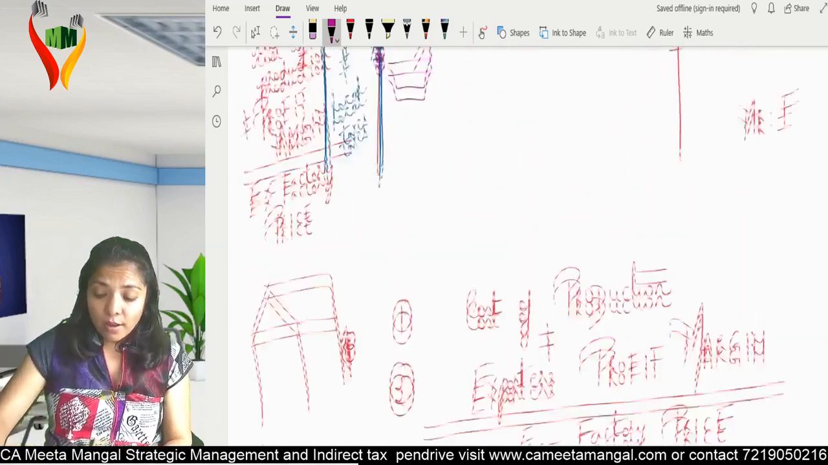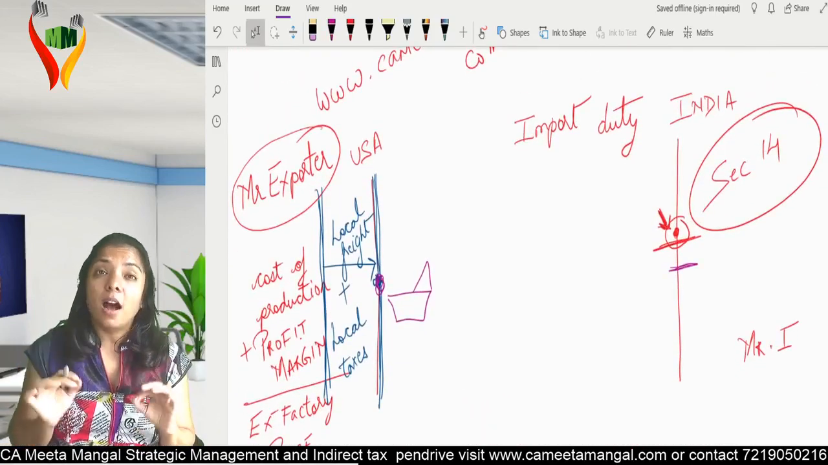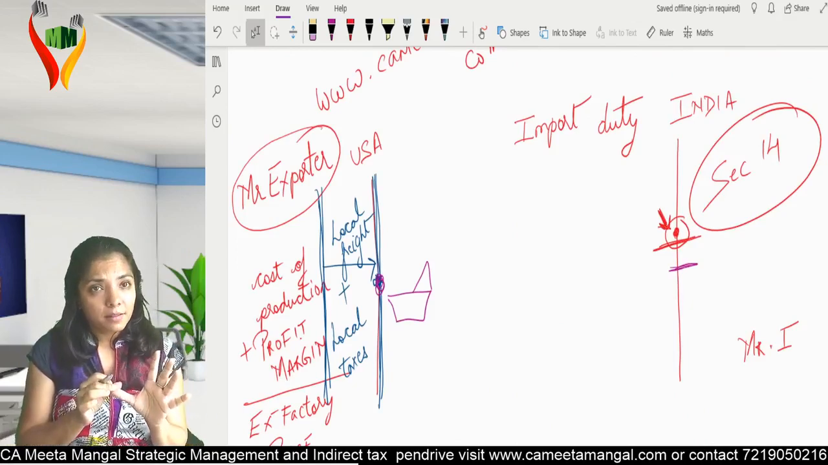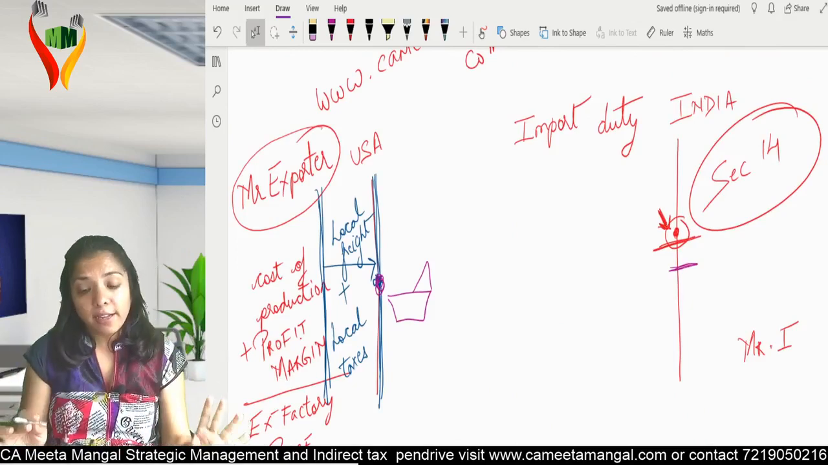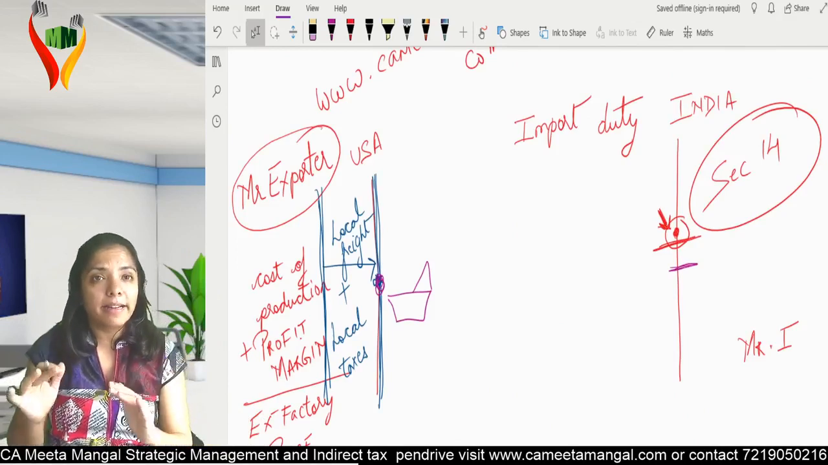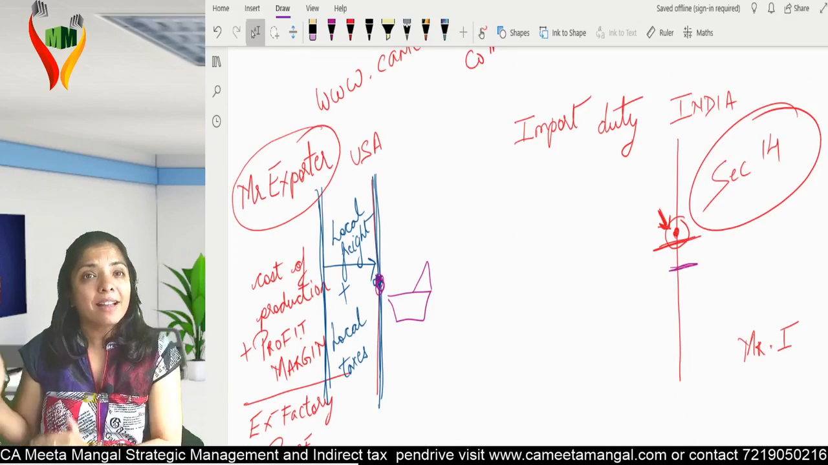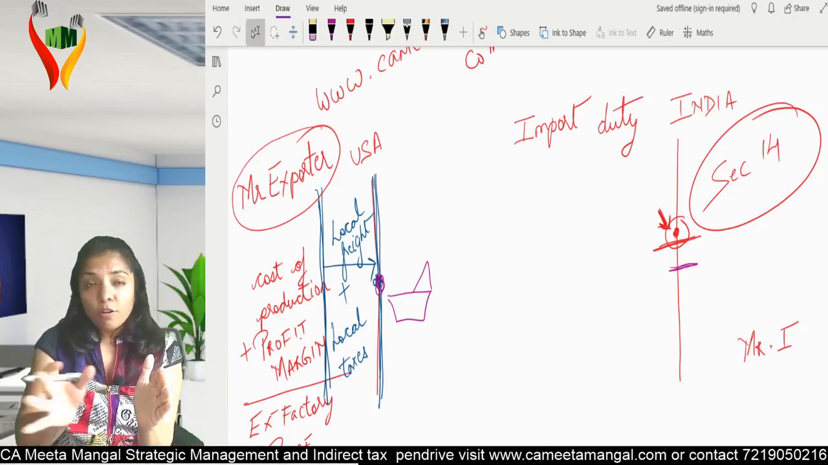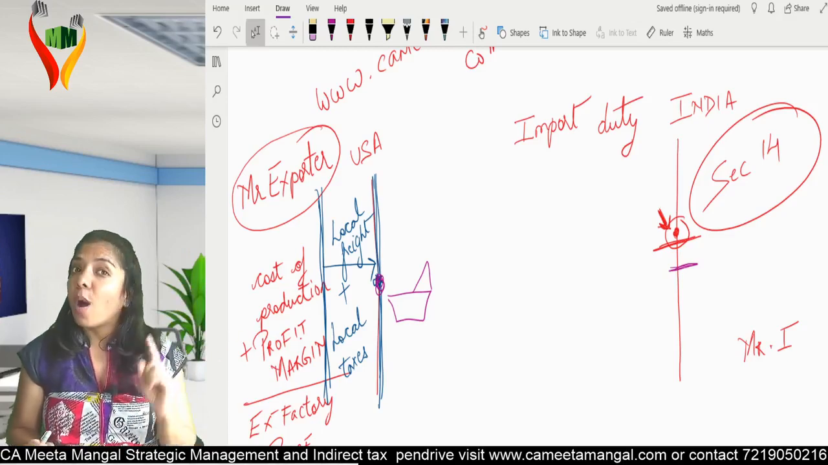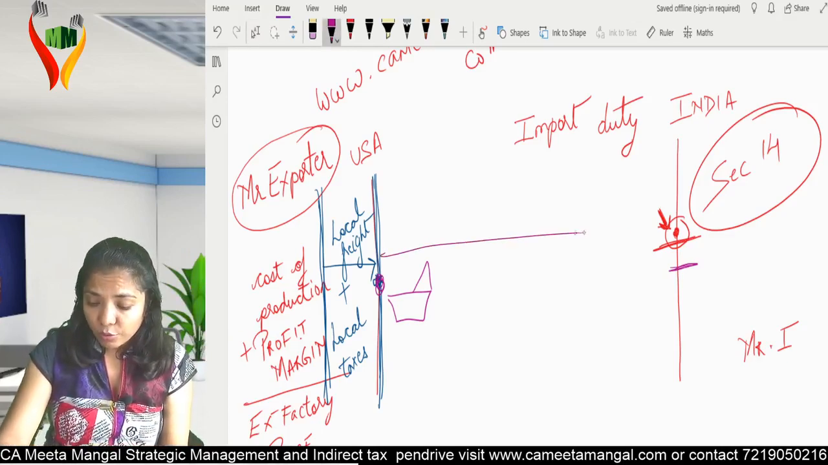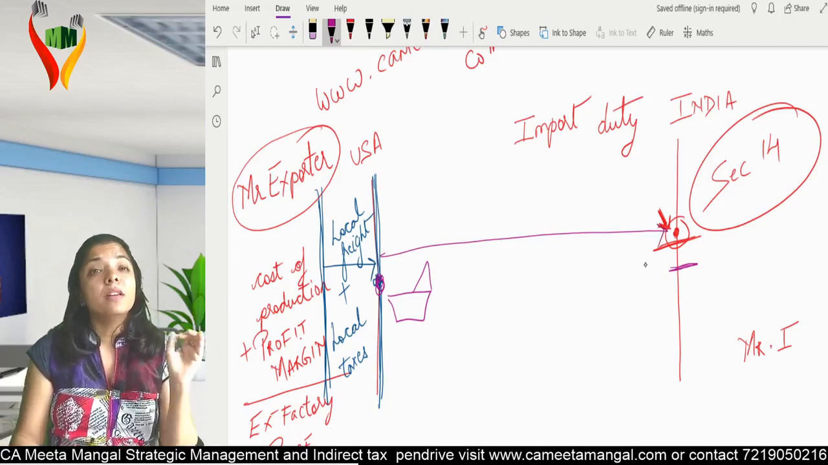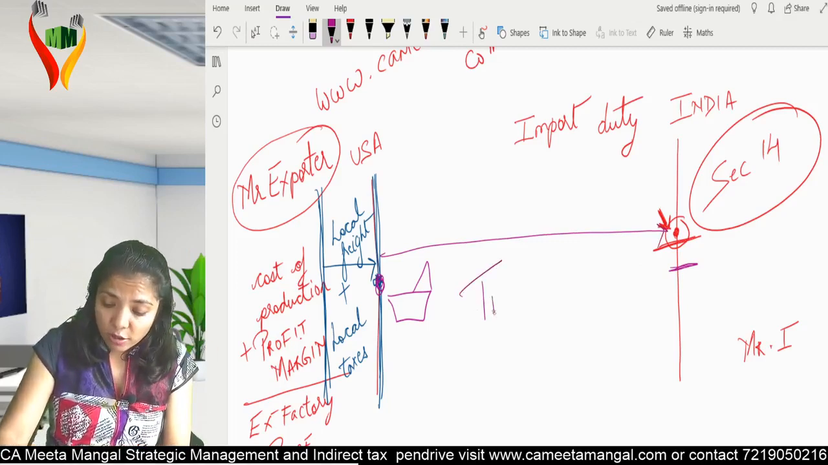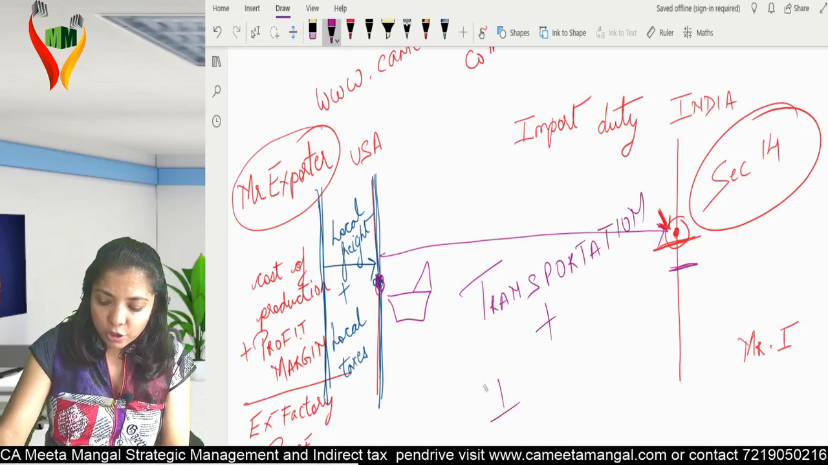That means now, if I go with my diagram, the goods are loaded on the vessel and I've paid the export duty. So now my vessel is ready, allowed to leave that country to come to my country. Am I clear? Now the vessel can leave the US for the voyage to my country. Now what is going to happen? From there, there will be transportation as well as insurance.